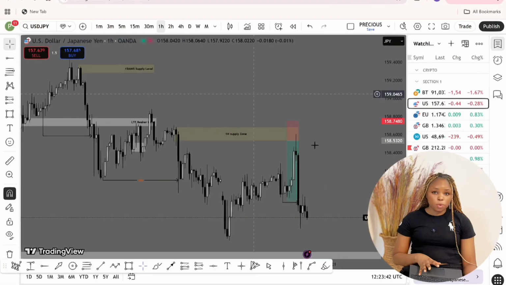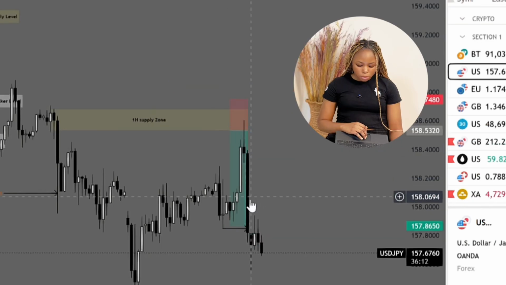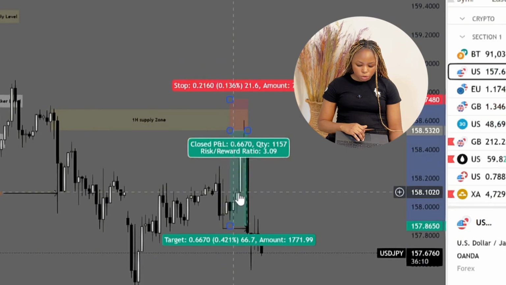Let me quickly break down the analysis for you guys so you can understand how to spot high probability setups, especially for my beginners, or if you are managing a small forex trading account like what I'm doing now. So let's go right into the chart and do a quick breakdown of the trade. You can see this is the trade, USD JPY. This is the risk to reward ratio, 1:3.09 risk to reward.